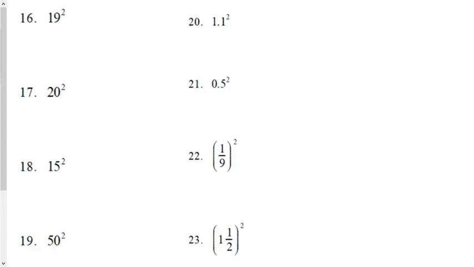Questions 16 through 23 are now reversing it. Instead of doing square roots, we're just doing squaring. So what I advise you to do if you struggle with it, just write down what squaring means. Remember, whatever number this is called the base. When you square it, you multiply it by itself.